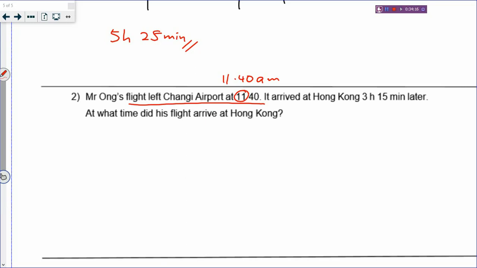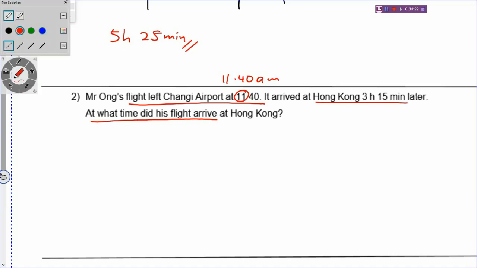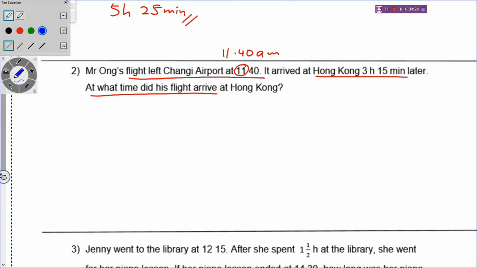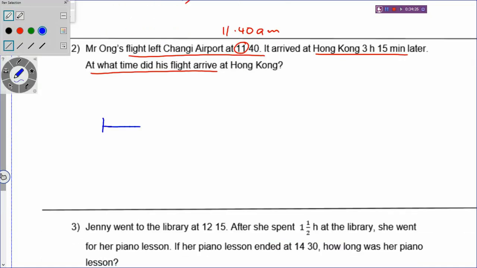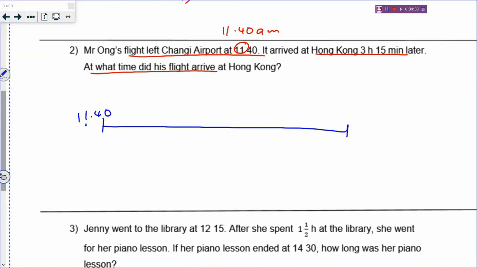It arrived at Hong Kong 3 hours 15 minutes later. So what time did the flight arrive at Hong Kong? I'm going to use my timeline again, and my timeline will be in 12-hour time. So 11:40 AM, and the flight took 3 hours 15 minutes. So plus 3 hours and 15 minutes. So what time did the flight arrive in Hong Kong?